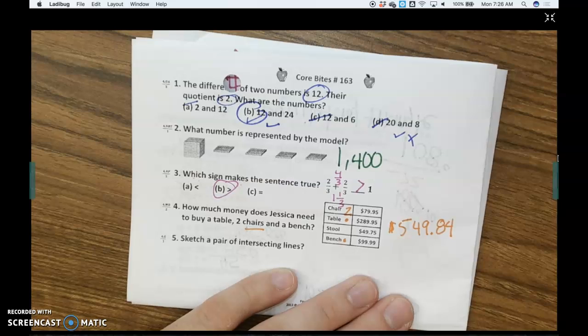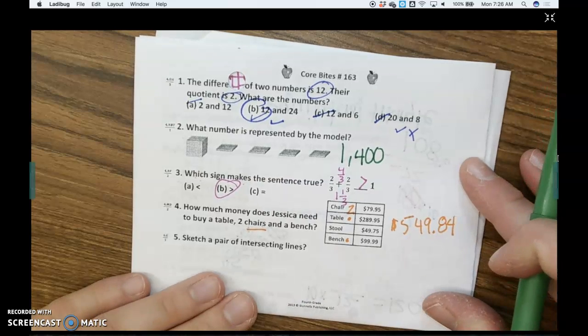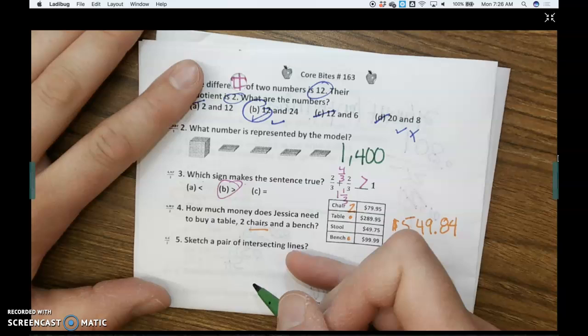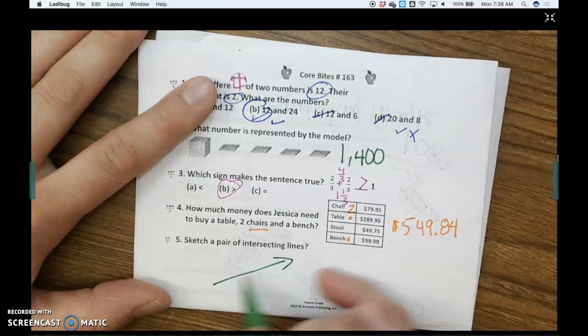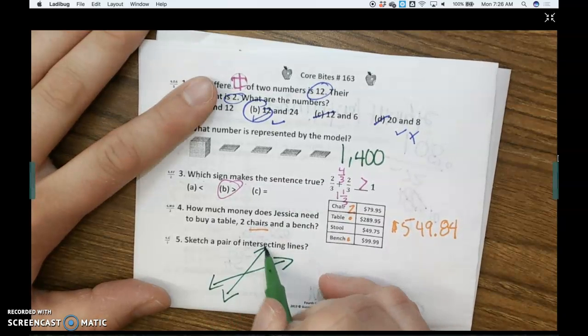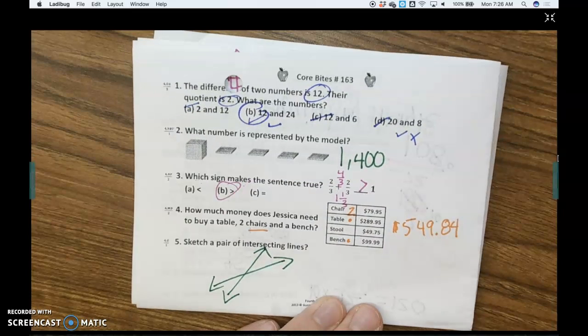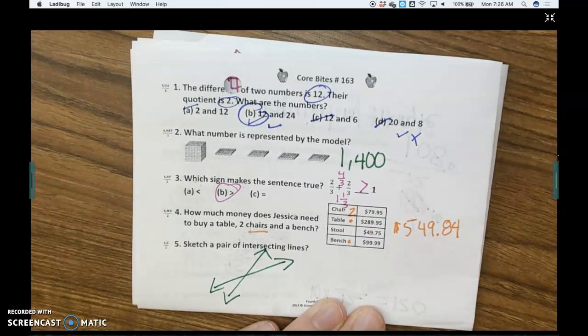For the next one, it says to sketch a pair of intersecting lines. So as long as you don't make them perpendicular, and as long as you don't make them parallel, you're okay. So any kind of intersecting lines, you're good to go. Okay? So check yours and let us know if you have any questions.